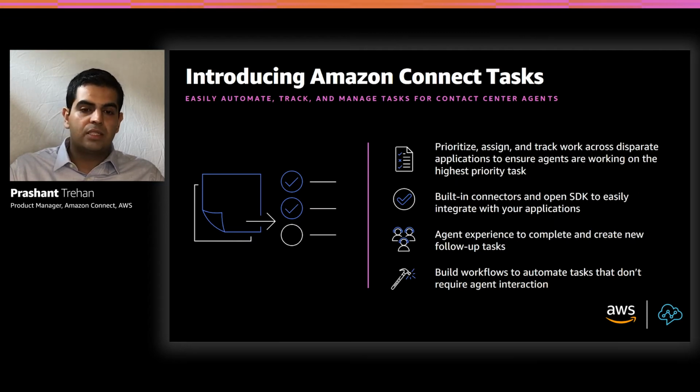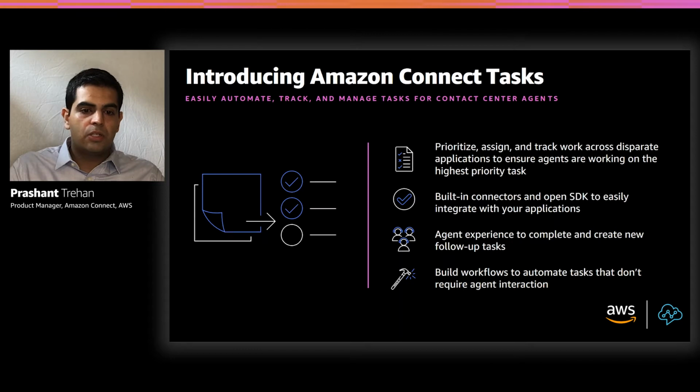Amazon Connect Tasks is a new set of capabilities that includes intelligent routing and reporting to prioritize, assign, and track customer service tasks across the disparate applications used by agents, so that they're working on the highest priority task of any type. This includes tasks like following up on a case in a customer relationship management application such as Salesforce, or processing a claim in a business-specific application.